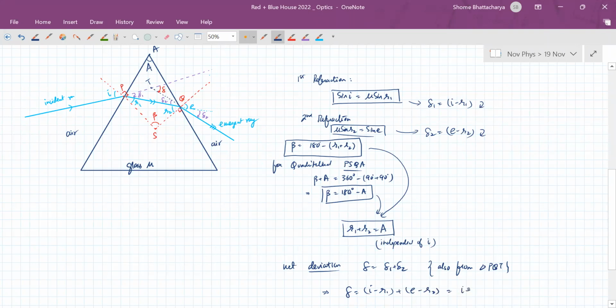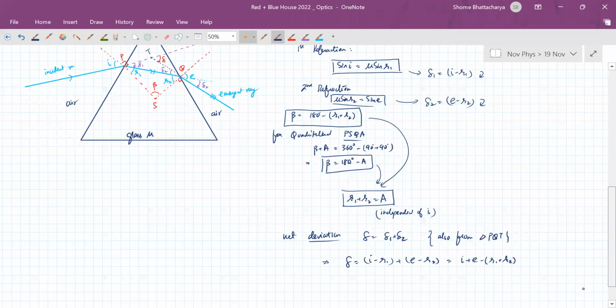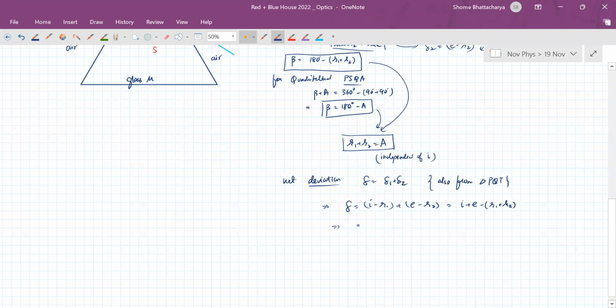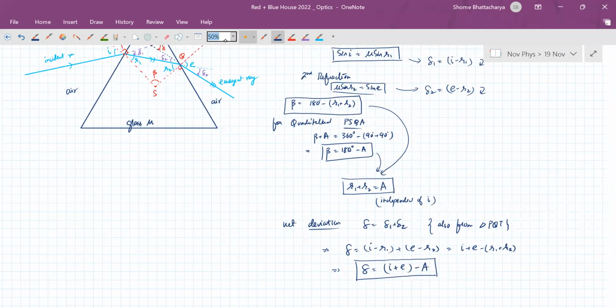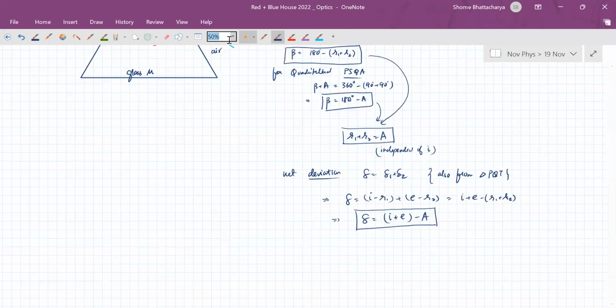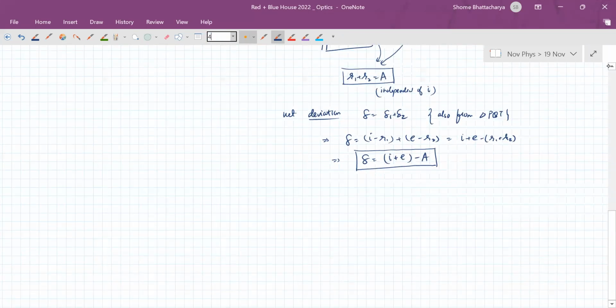So that is I plus E minus (R1 plus R2). And you know that R1 plus R2 is a quantity which is independent of the angle of incidence or anything else. It is just the angle of the prism. So this becomes the final relationship. For a given angle of incidence, we will have a certain amount of deviation. But to calculate the deviation, we need the angle of emergence, for which we will need to use the two equations that we got from Snell's law. So it's an entire process.